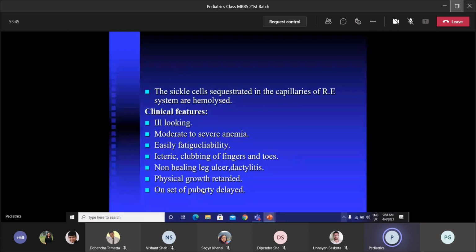Clubbing of fingers and toes occurs. Because of hypoxia to the tissue, there are non-healing leg ulcers, and inflammation of the fingers and toes occurs, which is called dactylitis. Physical growth will be retarded, and onset of puberty is delayed.